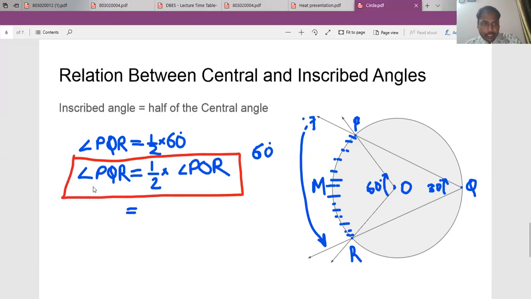That means you can understand the meaning of this one: this represents the inscribed angle, and this one represents the central angle. So you can say that the inscribed angle is half of the central angle. I hope this is clear to you all. You can write this down. This is the relation between the central angle and the inscribed angle.